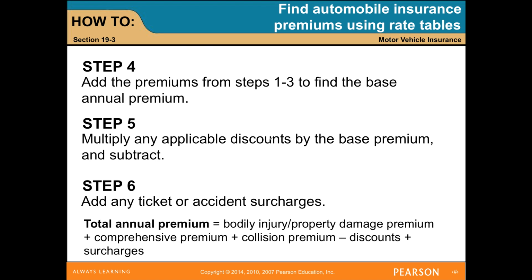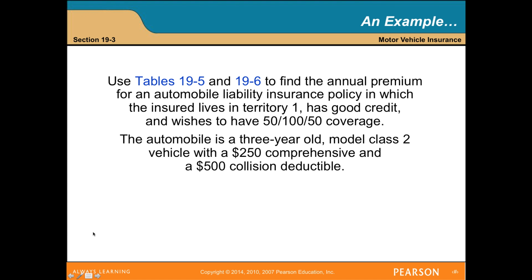So the total annual premium, here we go, good formula to keep in mind as you do your homework. Bodily injury, property damage premium plus comprehensive premium plus collision premium minus discounts plus surcharges. And that'll give you the total annual premium. As an example, use tables 19.5 and 19.6 to find the annual premium for an automobile liability insurance policy in which the insured lives in Territory 1, has good credit, and wishes to have 50/150 coverage. The automobile is a 3-year-old model class 2 vehicle with 250 comprehensive and 500 collision deductible.